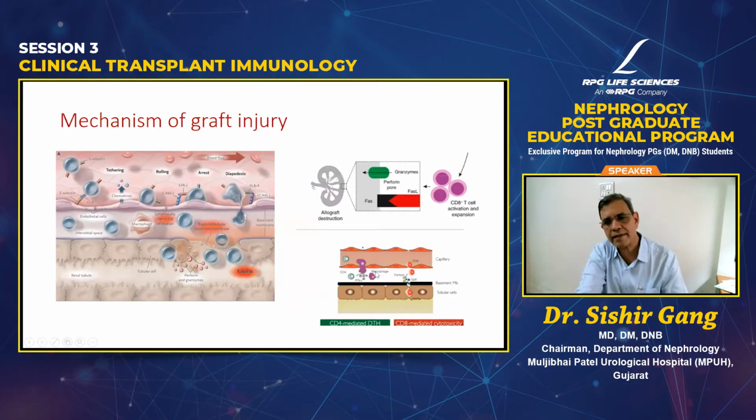As you all understand, all the nucleated cells have the class 1 antigen, and some of the cells like the lymphocytes have class 2 antigens also present on them. The endothelial cells can also express class 2 antigens, especially if they are stimulated.